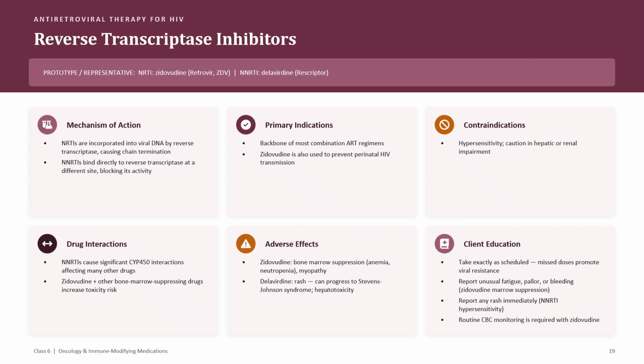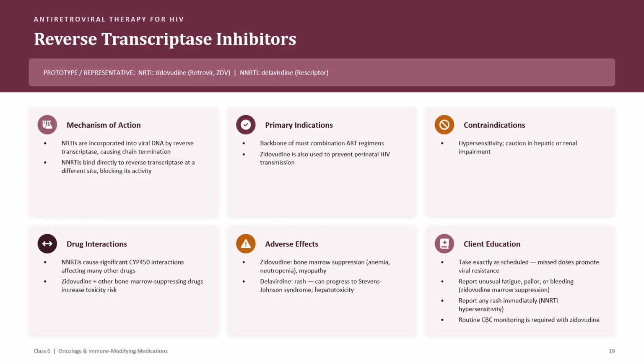Once the virus is inside of the cell, its next job is to convert its RNA into DNA using an enzyme called reverse transcriptase. That's the whole reason HIV is called a retrovirus. So this class of medications blocks that conversion. But the two subtypes in this class basically block that conversion in different ways.